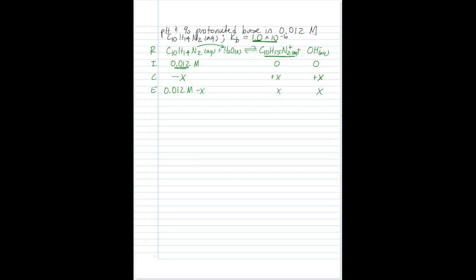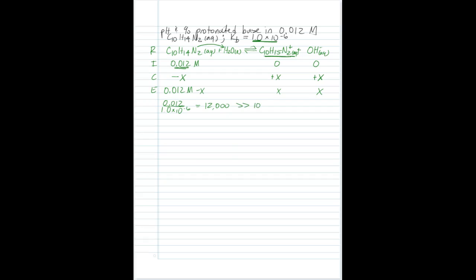So let's do that calculation. 0.012, I'm just checking for the small x assumption here, over 1.0 times 10 to the minus 6, and I should already be noticing, well, I'm taking 1.2 times 10 to the negative 2 and dividing it by a really small number, 1.0 times 10 to the negative 6. It probably will be the case that I can use the small x assumption. So that gives me 12,000.